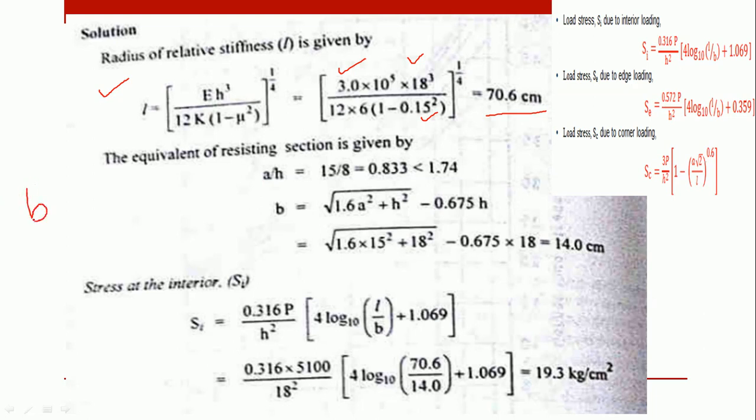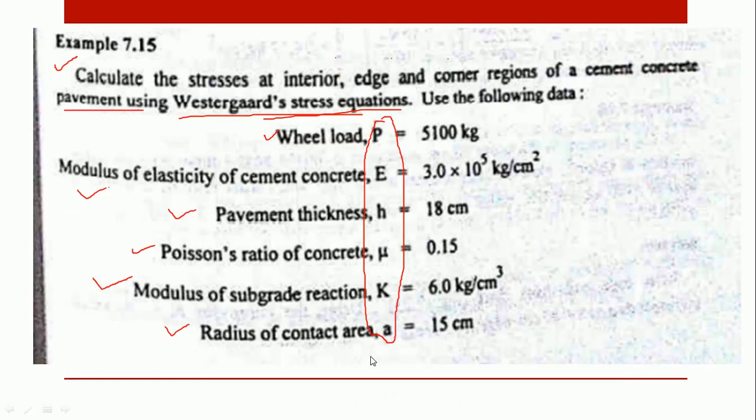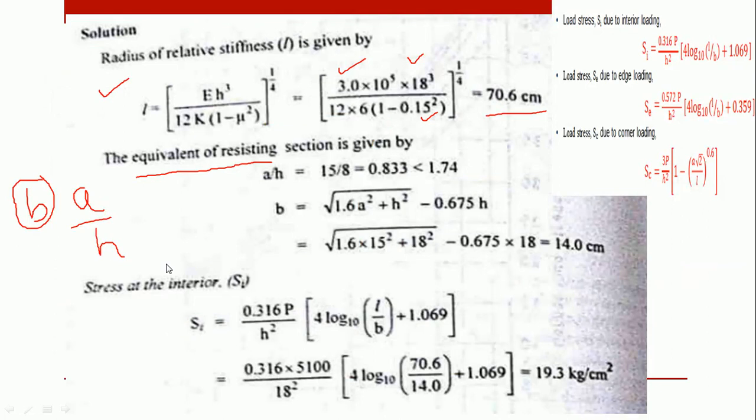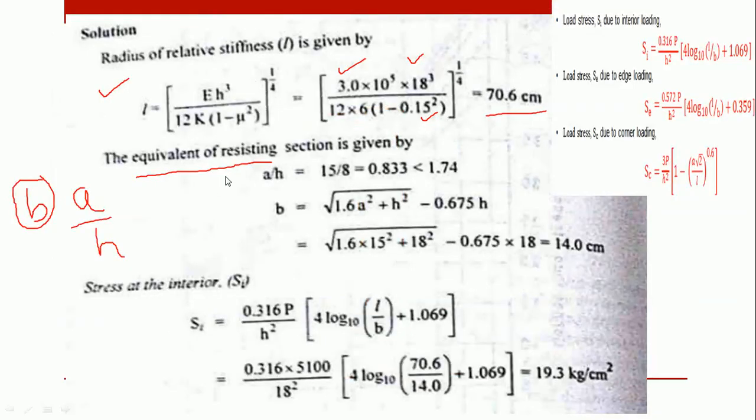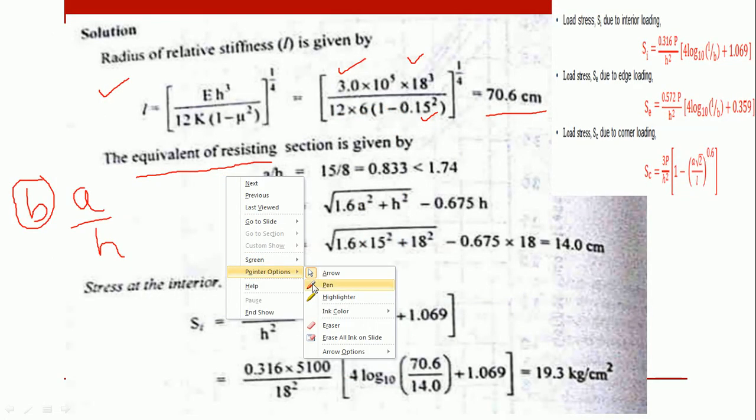What do we mean by B? B is the equivalent resisting section, which we have discussed in the theory part. In order to find B, first we need to find the ratio A by H. A is the radius of contact area, and H is the thickness of the slab, the pavement thickness. So you need to find the A by H ratio first.